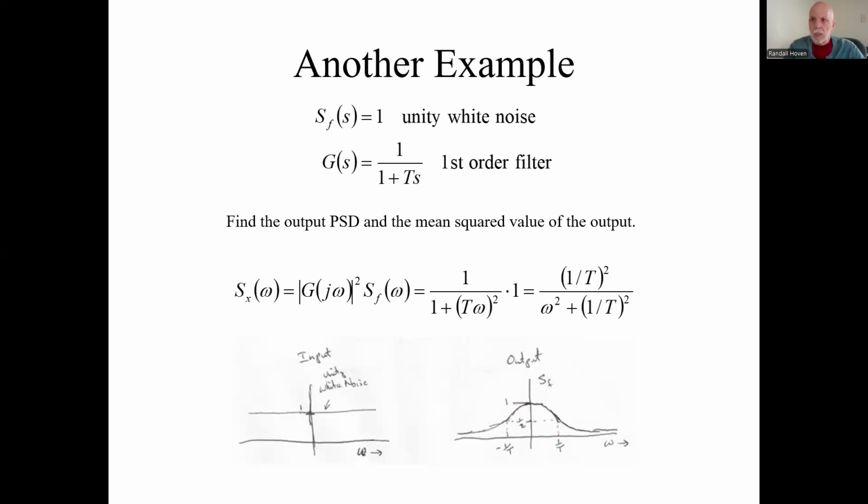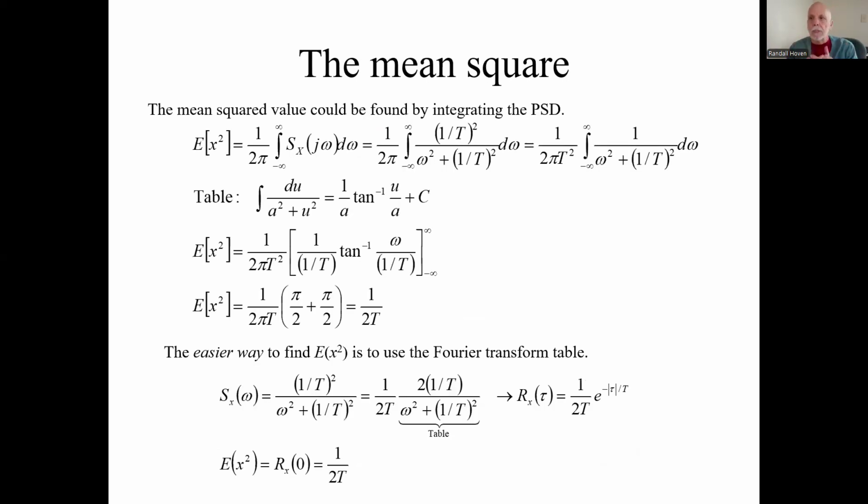But now we need the mean square value. Well, there's a few different ways to do that. Here was one. The mean square is this expectation, and it said it was this. It's basically this area under the power spectral density. And we had what the power spectral density was. It was this, so we need to take that integral, clean it up a little bit, you get this. You still got to look it up in a table. So you do all that, and it simplifies to 1 over 2T.